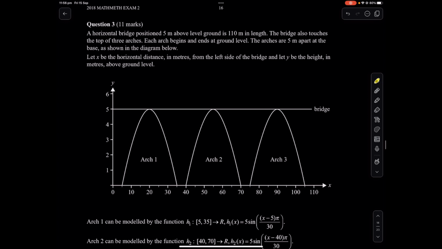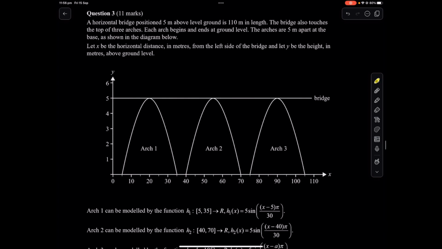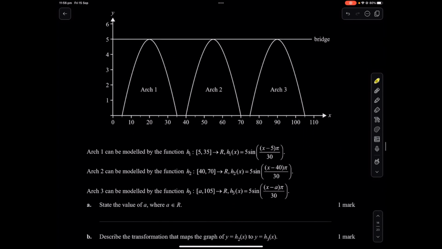Question 3. A horizontal bridge positioned 5 meters above level ground is 110 meters in length. The bridge also touches the top of the 3 arcs. Each arc begins and ends at ground level. The arcs are 5 meters apart at the base, as shown in the diagram. Let x be the horizontal distance in meters from the left side of the bridge, and let y be the height in meters above the ground level.